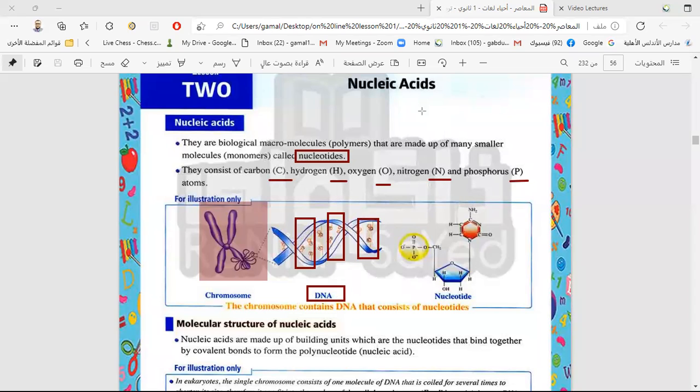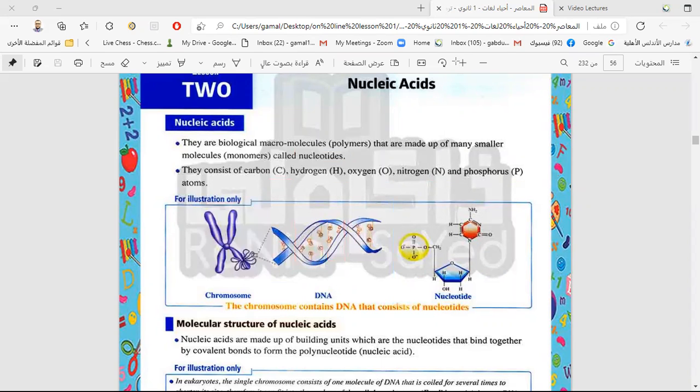But what is the structure of the DNA? The monomer of DNA, or the unit which the DNA is made of, is called the nucleotide. The nucleotide is the building unit or the monomer of DNA. We need to know the structure of the nucleotide. We can divide it into 3 main basic structures.